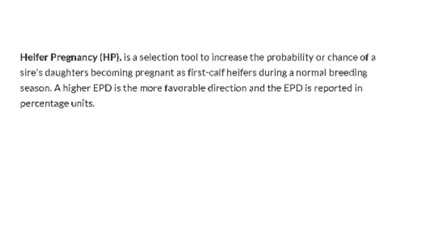Heifer pregnancy is a selection tool to increase the probability or chance of a sire's daughter becoming pregnant as a first calf heifer during a normal breeding season. A higher EPD is more favorable, and the EPD is reported in percentage units. Okay, so higher is better, right? And so a heifer pregnancy of 15 is better than a heifer pregnancy of 10.